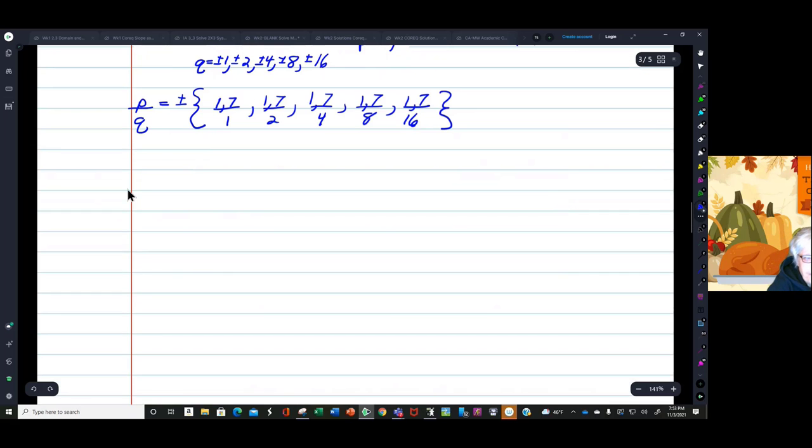Okay, so P over Q is going to equal plus and minus 1 over 1 is 1, 7 over 1 is 7, 1 over 2, 7 over 2, 1 over 4, 7 over 4, 1 over 8, 7 over 8, 1 over 16, and 7 over 16.